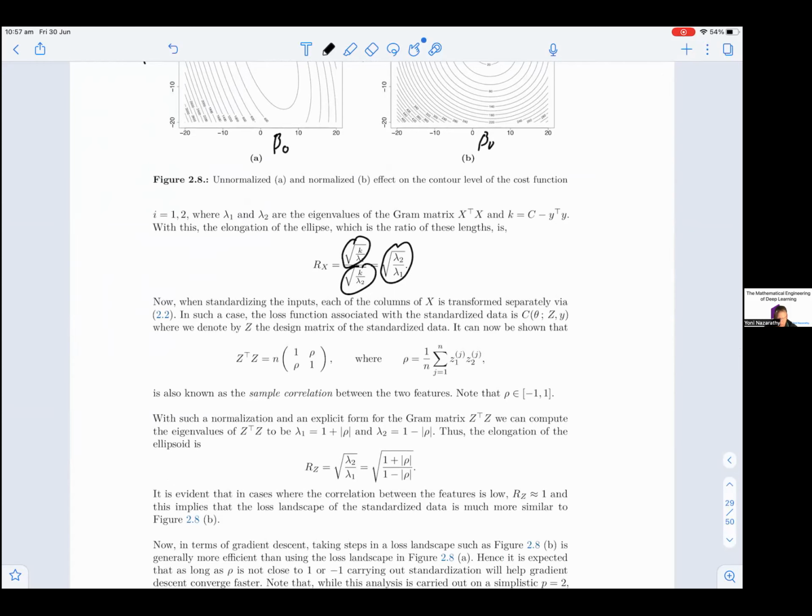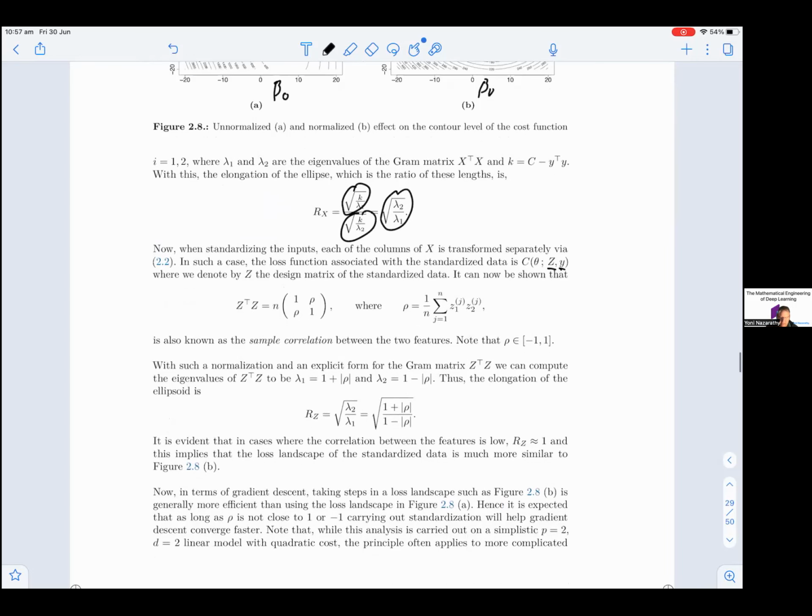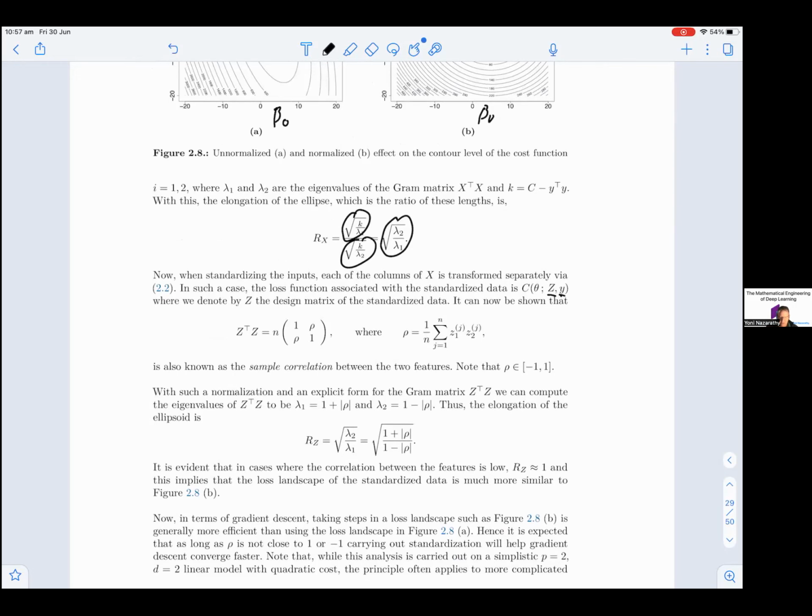Now, when standardizing the inputs, each of the columns of X is transformed separately via what we had in equation 2.2. So in each column, we subtract the mean and divide by the standard deviation. In such a case, the loss function associated with the standardized data is C of theta given Z and y, where we denote by Z the design matrix of the standardized data. It can now be shown that Z transposed Z is actually this nice matrix. It's n times a matrix that has 1 on the diagonals, where rho is the sample correlation between the two features. And from Cauchy-Schwarz, we know that rho lies between -1 and 1.